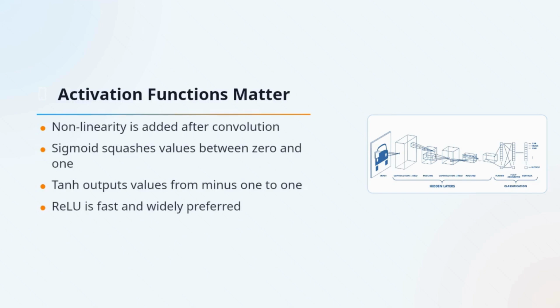Convolution by itself is a linear operation, but images and visual patterns are not purely linear, so CNNs need nonlinearity.